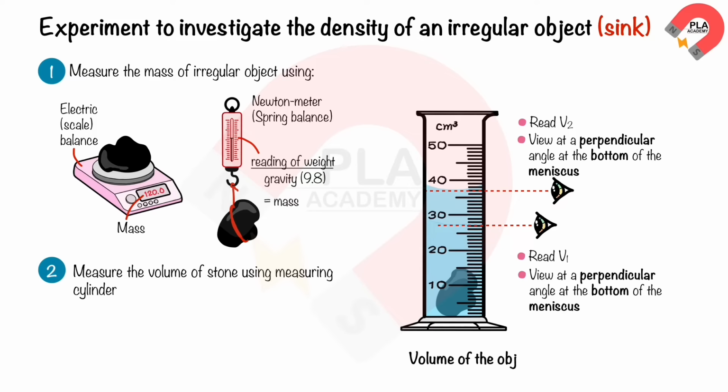The volume of the stone is the final volume, V2, minus the initial volume, V1. 3. We can calculate the density of the stone using ρ equals m divided by V.